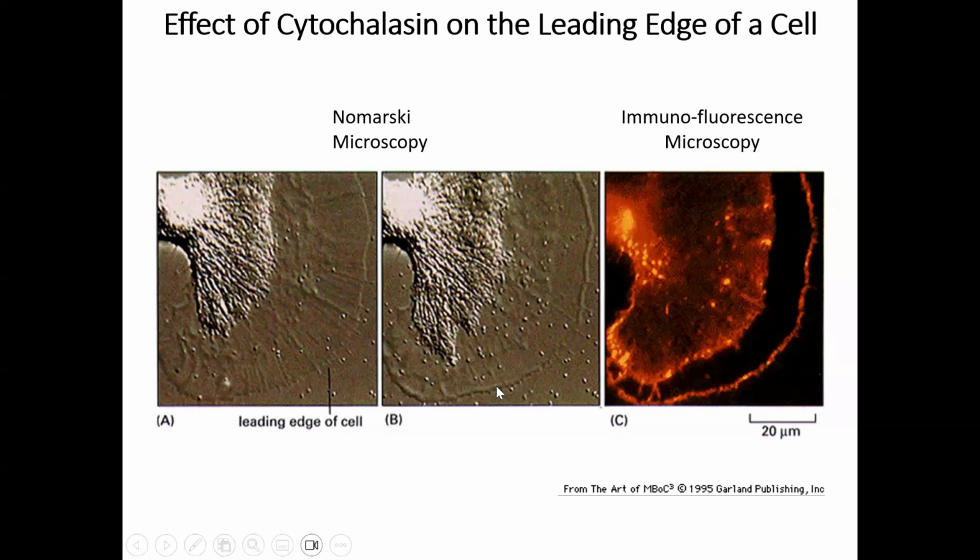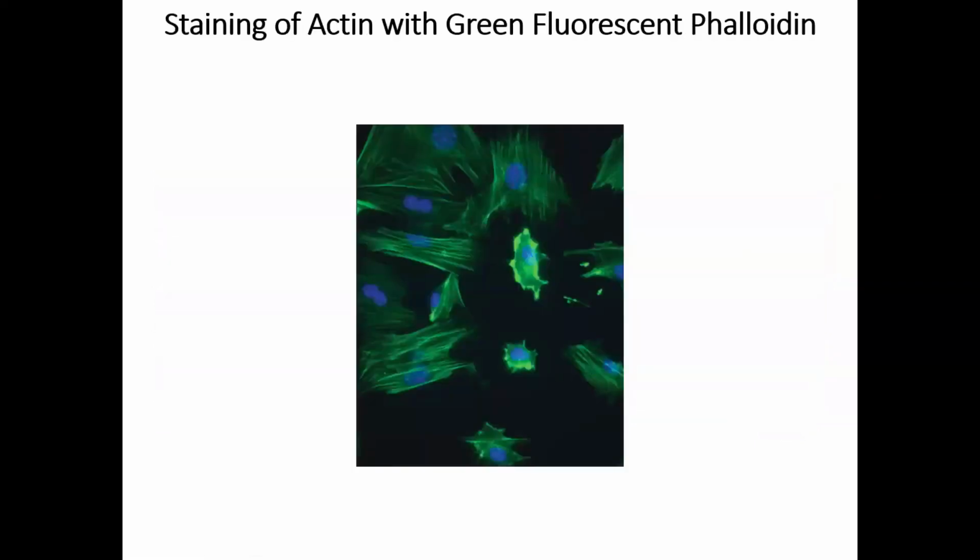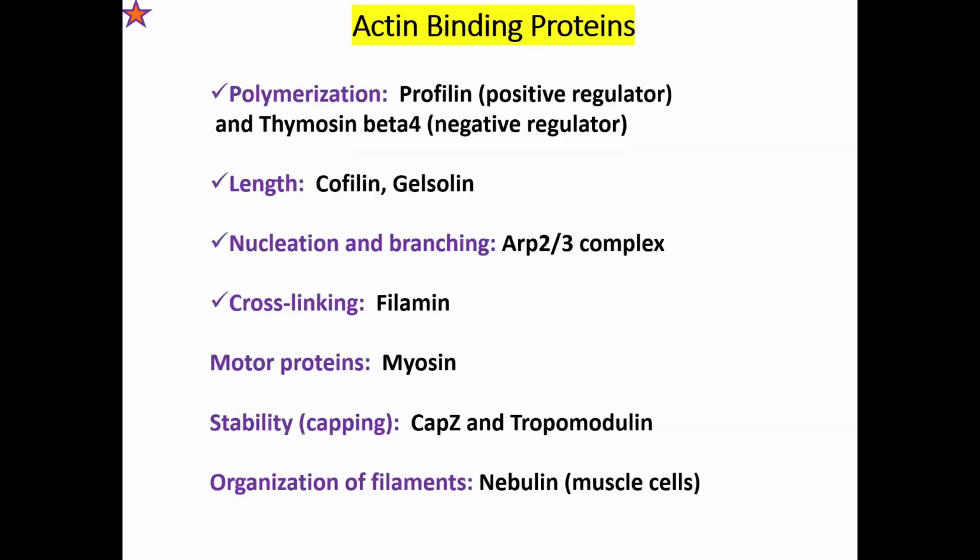You can see the final effect with that, but you will not be able to see this and this in the same cell by immunofluorescence. So that's essentially the effect of cytochalasin. You have done this with actin, green fluorescent protein with phalloidin, and the nucleus is stained with a blue stain called DAPI, which you will use in the lab as well.